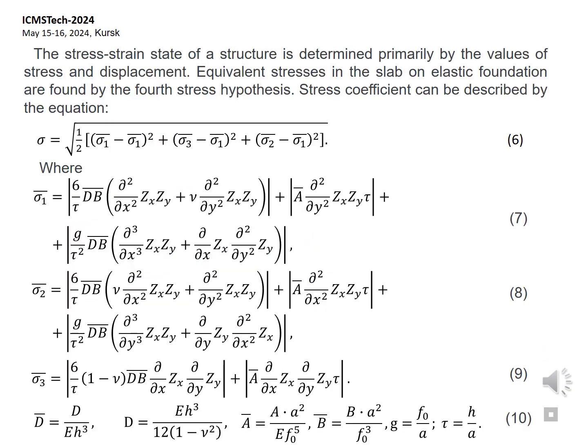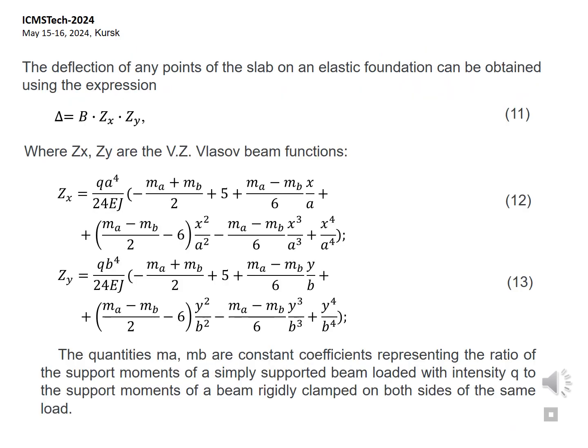The stress-strain state of a structure is determined primarily by the values of stress and displacement. Equivalent stresses in the slab on elastic foundation are found by the fourth stress hypothesis. The stress coefficient can be described by equation 6, where nu is Poisson's ratio, A, B are unknowns of the Bubnov-Galerkin method, Zx, Zy are beam functions. The deflection of any points of the slab on an elastic foundation can be obtained using expression 11, where Zx, Zy are the Vlasov's beam functions.